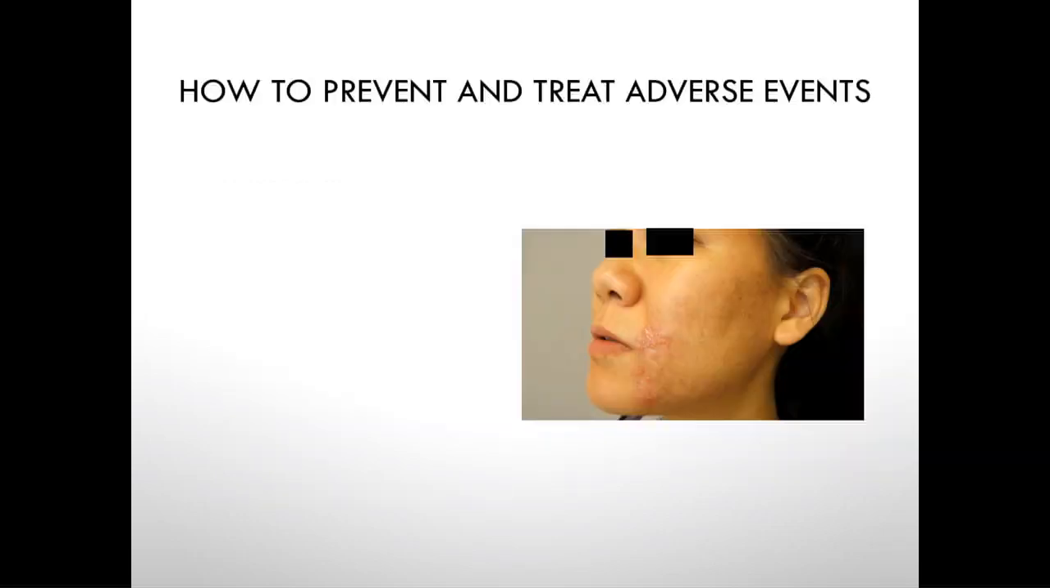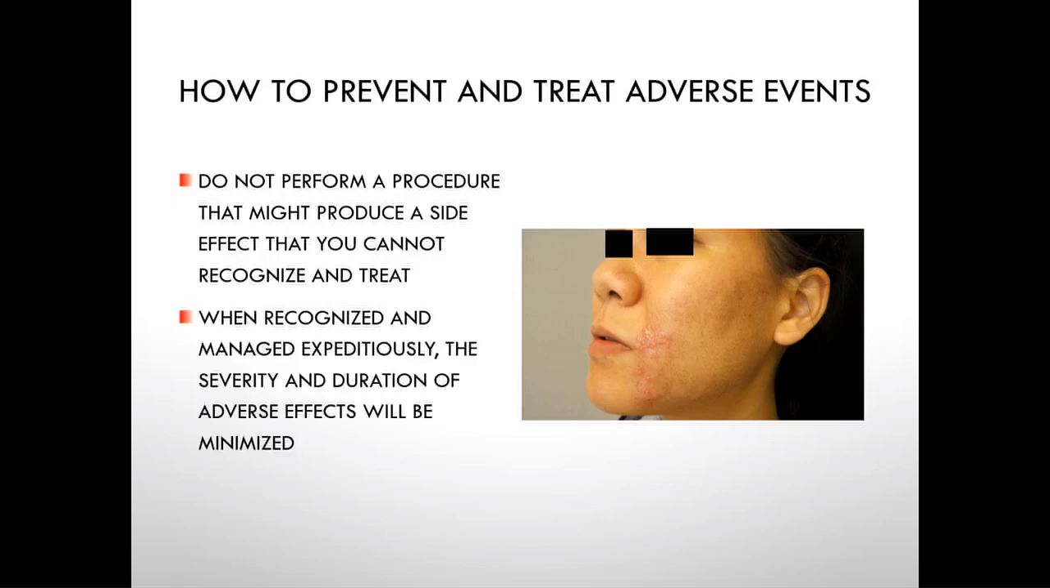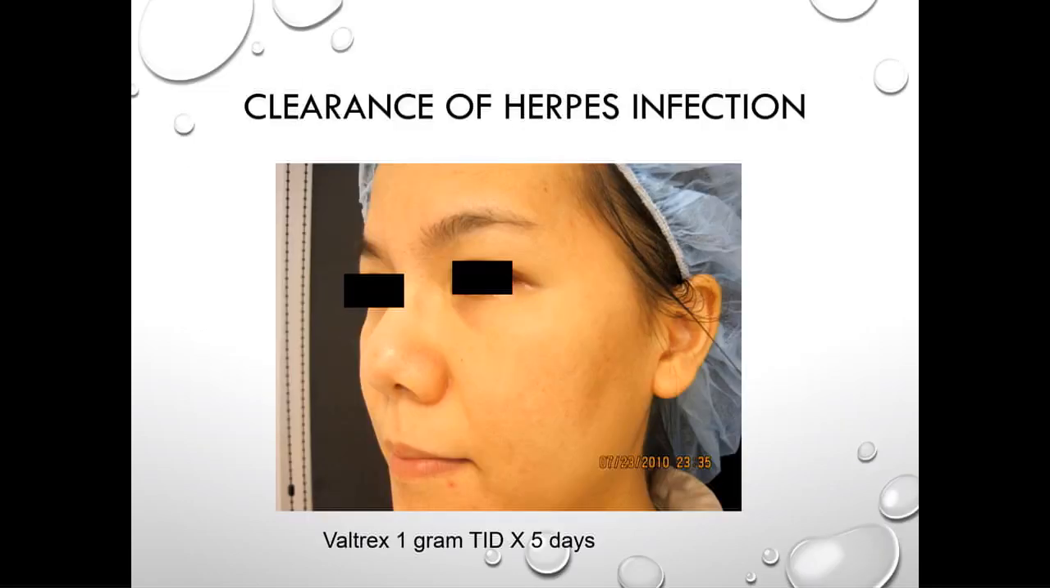So how to prevent and treat adverse events? Do not perform a procedure that might produce a side effect that you cannot recognize and treat. When recognized and treated early, you can decrease the severity and the duration of the adverse effect. For example, this patient had prophylaxis for HSV, but she still got it, so you need to know how to diagnose HSV and to treat accordingly to help cure the patient and prevent any sequelae.